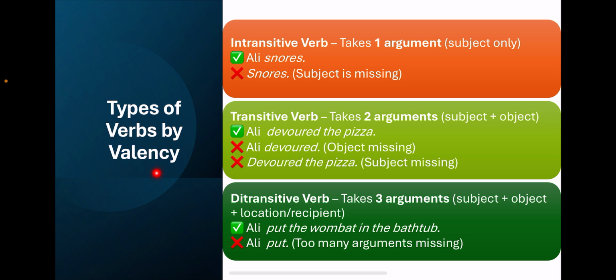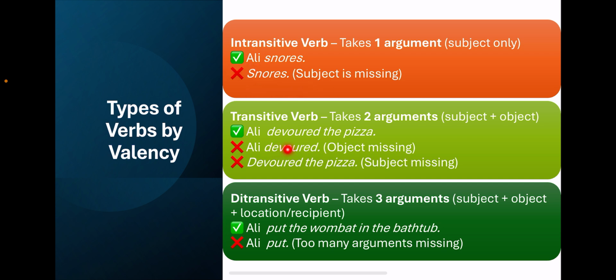Types of verbs by valency. Intransitive verbs take one argument, the subject only. For example, we say Ali snores. So the verb snores is intransitive, it takes one argument. If you just say snores, the sentence will be incorrect.